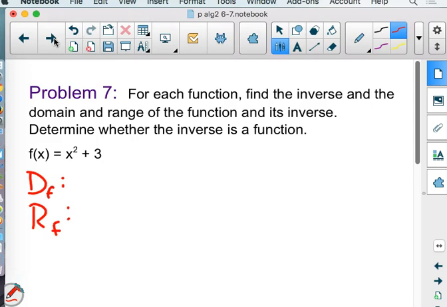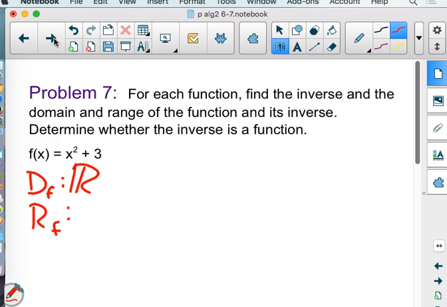Can you think of any numbers that you can't square? 0 squared is 0. 1 squared is 1. You got them all? Can you square a fraction like 1/2? You get 1/4. You can square pi. It's ugly, but you can square it. So that means we'd get all reals.